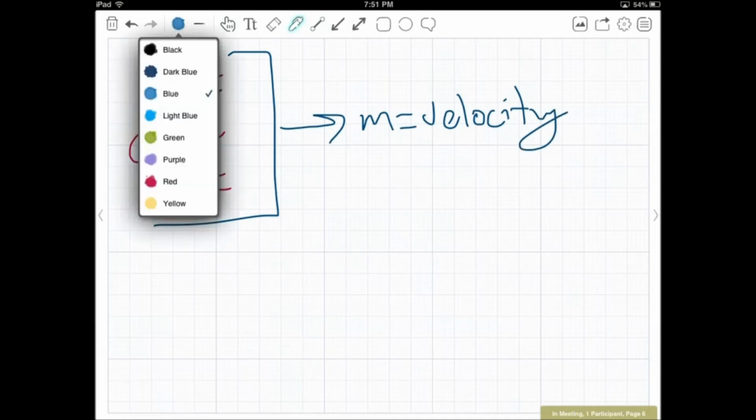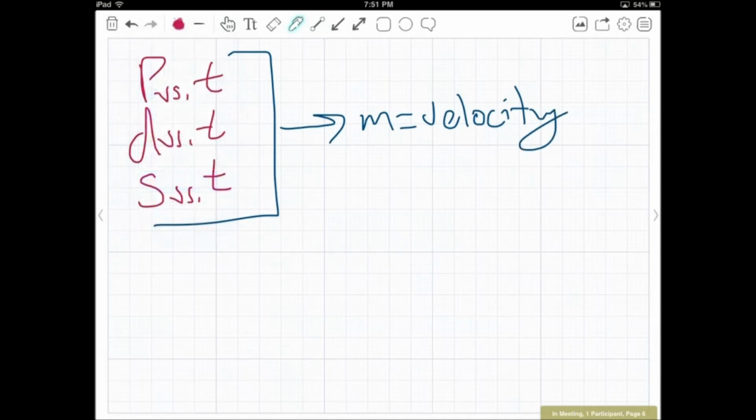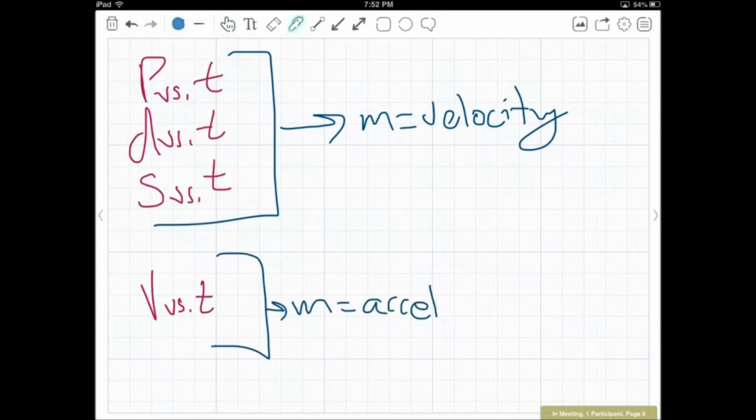Right. And then it also says, the slope of a velocity time graph, velocity versus time, the slope of this graph is going to be the object's acceleration. That's how we made all those graphs in class. That's how we analyze graphs. You need to know both of those.